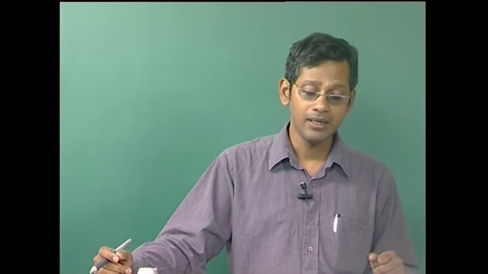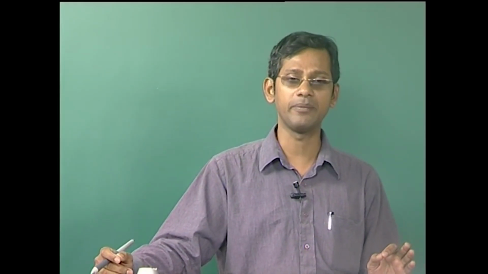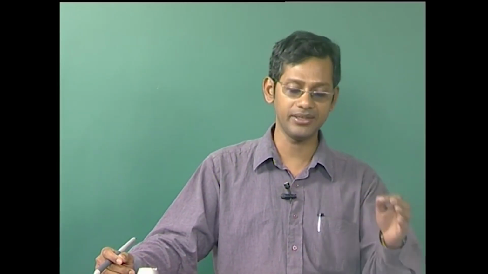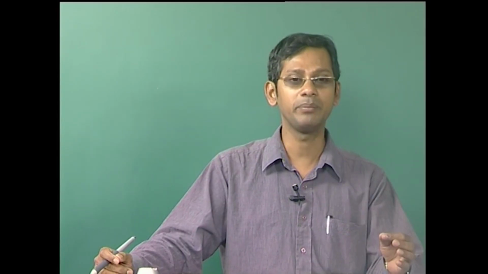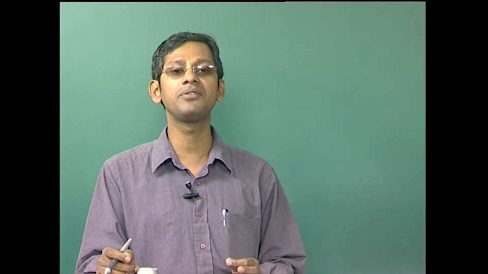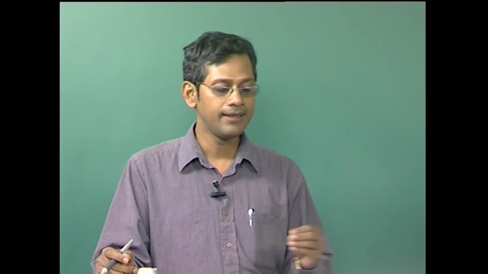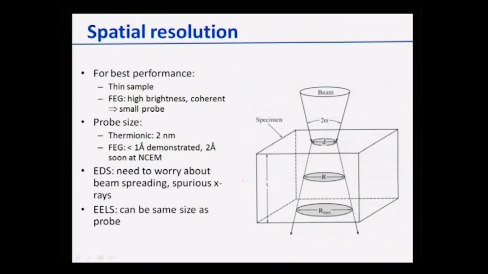through the sample. We also need to have an electron gun of FEG type, that is the field emission gun, because field emission guns give you a very high brightness and coherent beam, since the energy spread of the electrons in the field emission gun is very small. Because of the high brightness, you can always have a small probe, and normally the FEG has a probe size of about 2 angstrom nowadays. So we can actually obtain resolutions of that level. This is what has been shown.